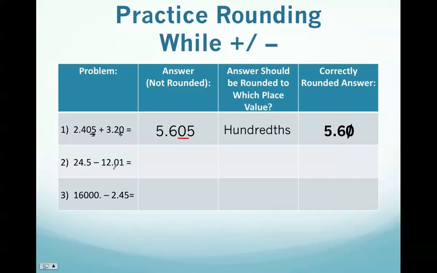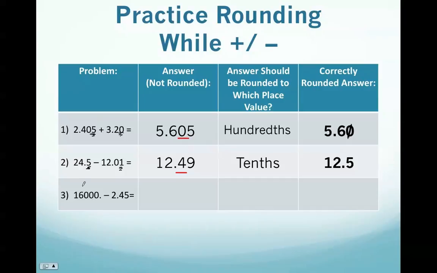Number 2, our subtraction here, we get 12.49. We see that our number 2 has a number to the tenths and the hundredths, which means that our answer should be rounded to the tenths. So when we look at our 12.49, we're going to be looking at rounding to the tenths. And because this number is 5 or greater, we end up at 12.5.